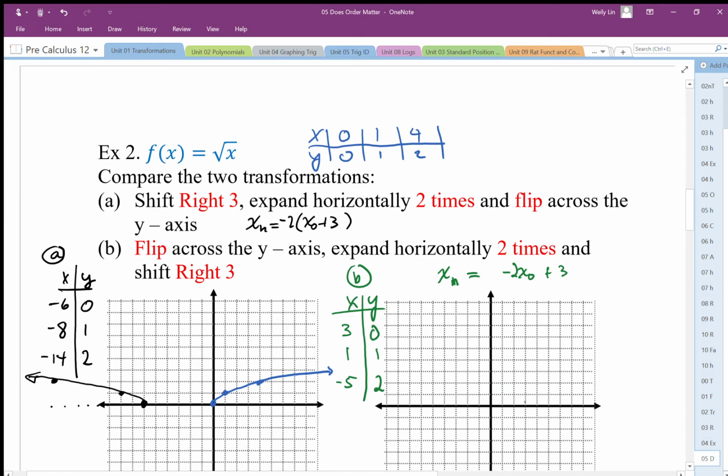So I'm going to have my vertex here at 3, 0, my point at 1, 1, and negative 4, 5, positive 2. So that coordinate is going to be over here. So that's going to give me a very different graph than the black one. Okay, they're actually the same shape, but they're in a different spot, right? Because my shift happened in a different order. So order does matter. Okay, so that's very important.